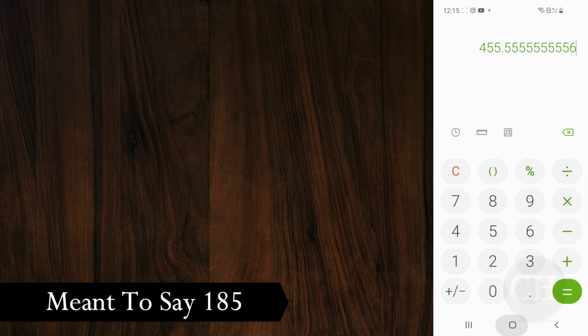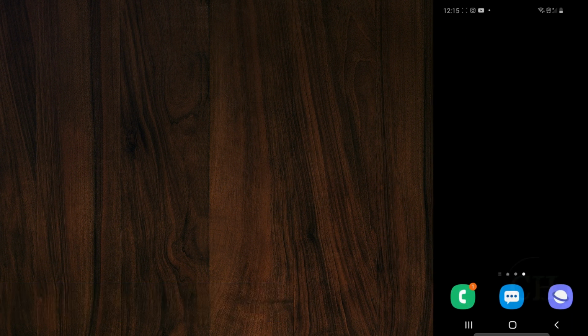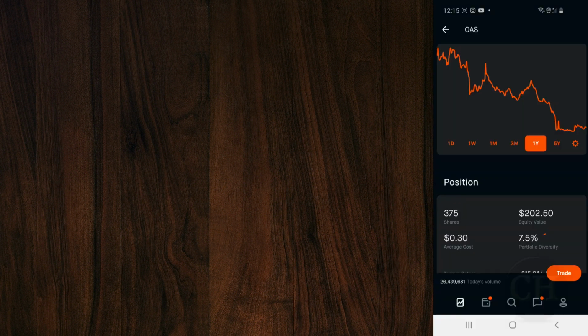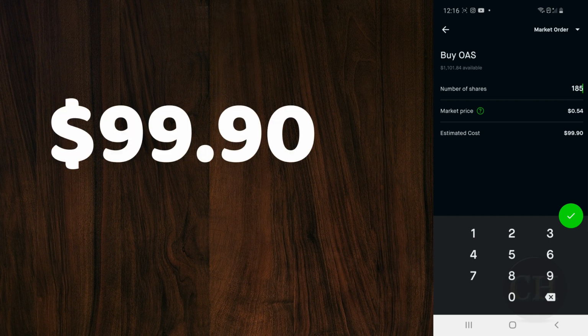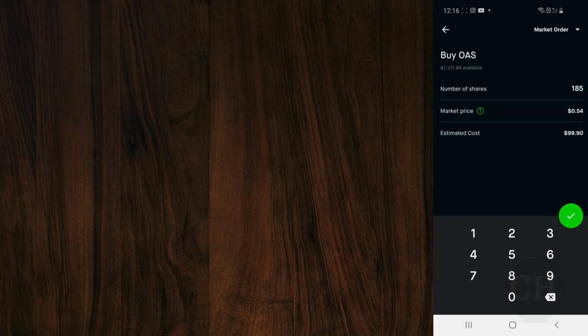Okay, that's our number. Now, here's how we're going to execute our order. You're going to hit the buy button here, and you're going to say 185. 185, as you can see, estimated cost $99.90. That's 185 shares of Oasis, which says buy OAS.